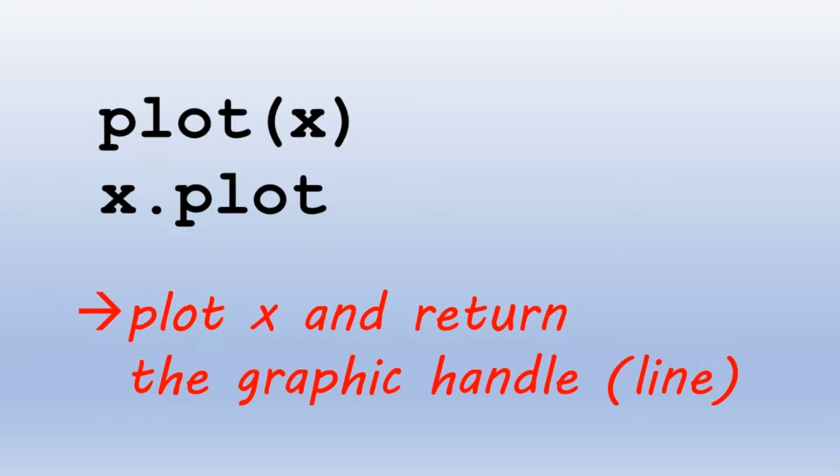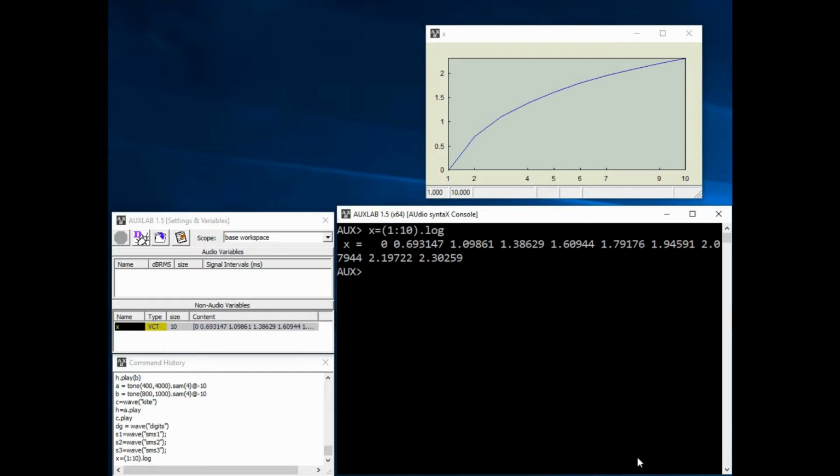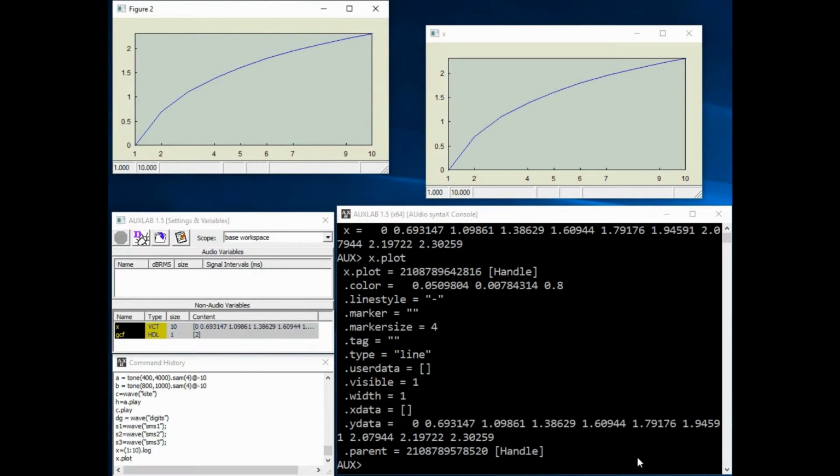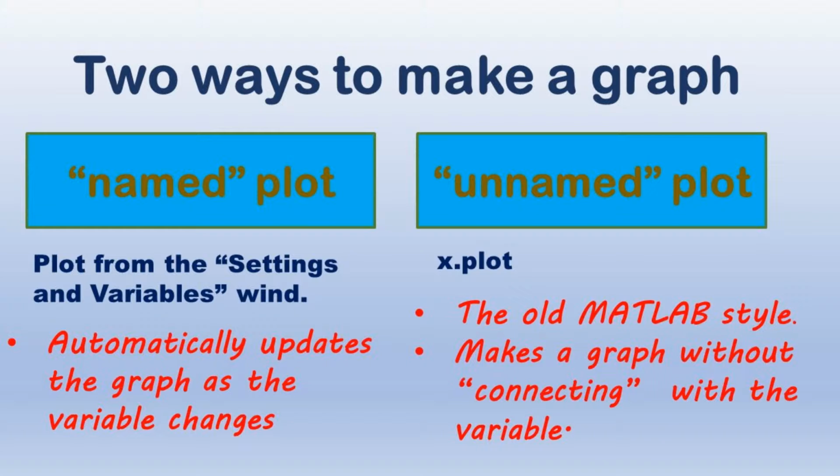This is similar to the plot function in MATLAB, at least in the beginning. So plot parentheses x, the classic style, or x.plot, the object-oriented programming style. Either way, the same. You are making a plot and return the graphic handle, in this case a line object. But there is an important difference between the two ways of graphing.